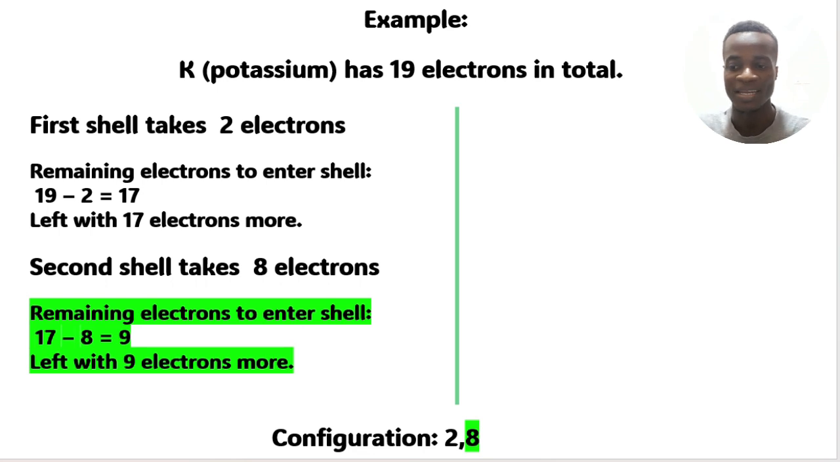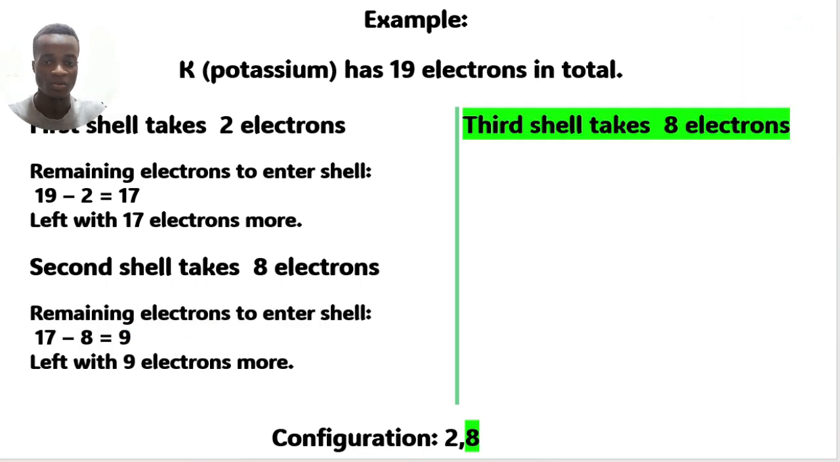So we are moving on to the next shell, which is the third shell. The third shell takes 8 electrons maximum. Every shell will take 8 electrons as maximum, right? But we are coming with how many? 9.